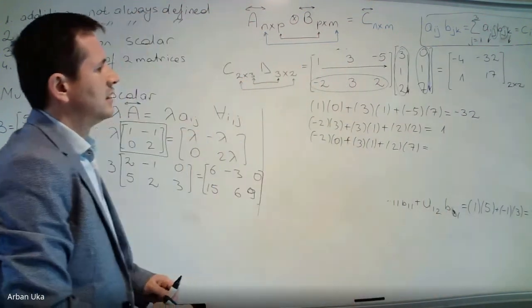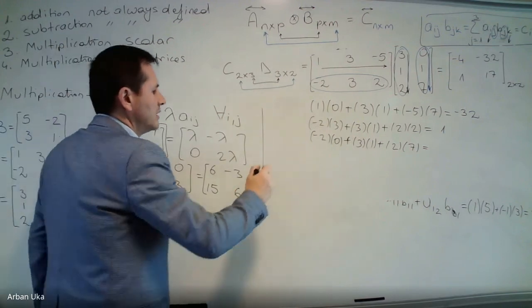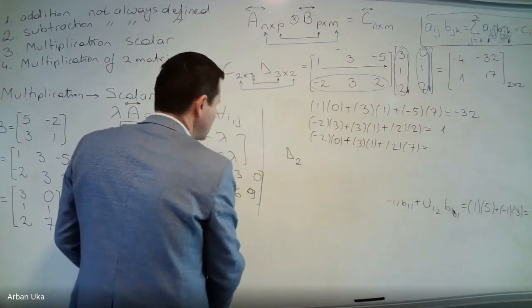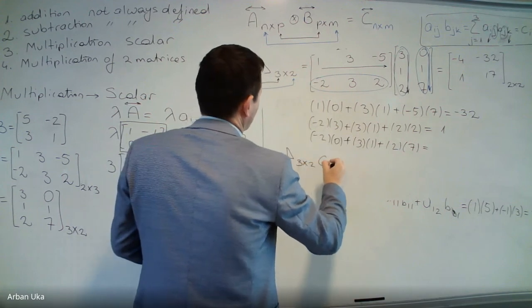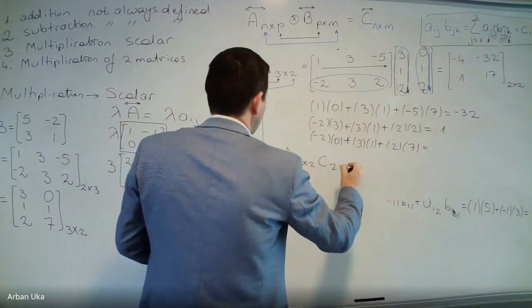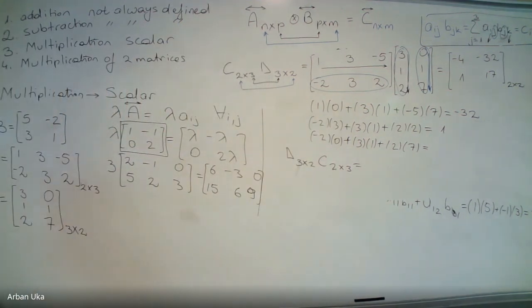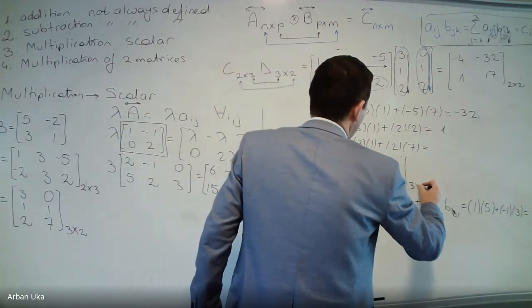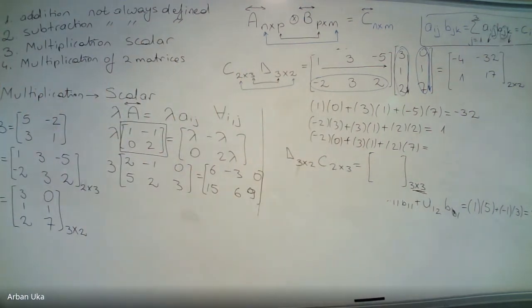Okay, so this is the answer here. Similarly, now you can try and calculate this at home. What is D times C? What is the result of D times C? Is this defined? Yes. It is defined, that's true. So the answer here should be a matrix which is 3 by 3, but you can work this out on your own and try to find the answer. Okay. So this was the matrix multiplication.